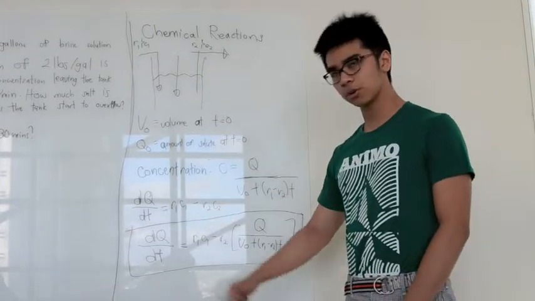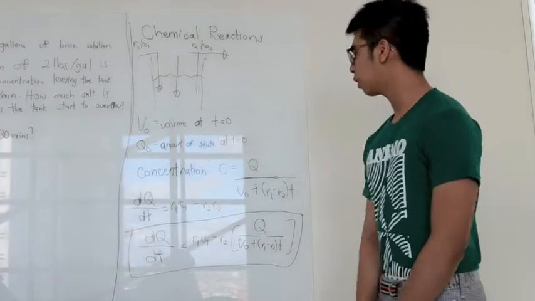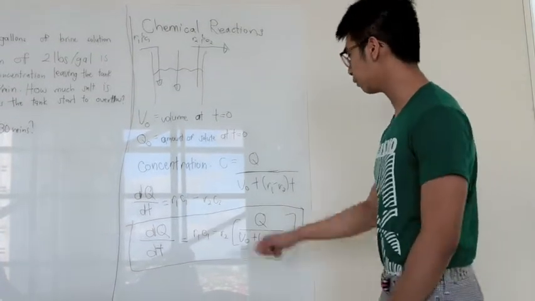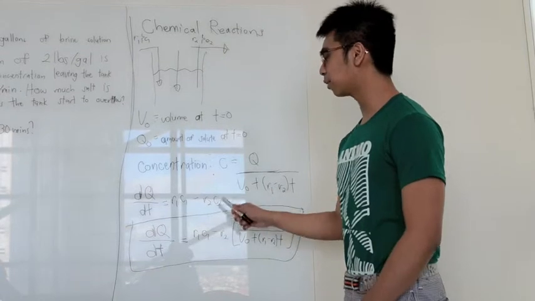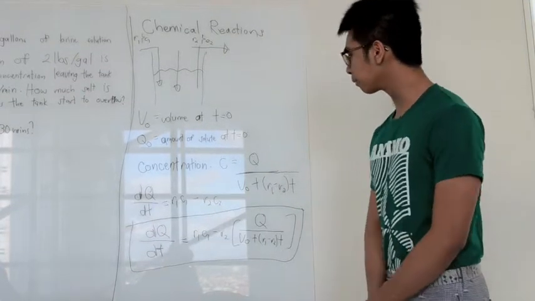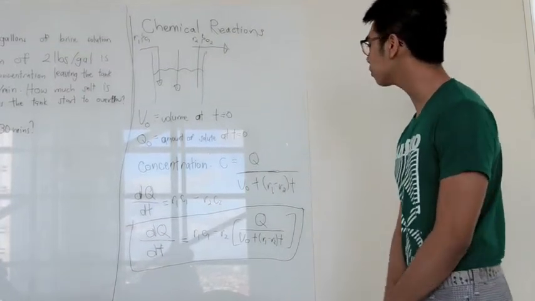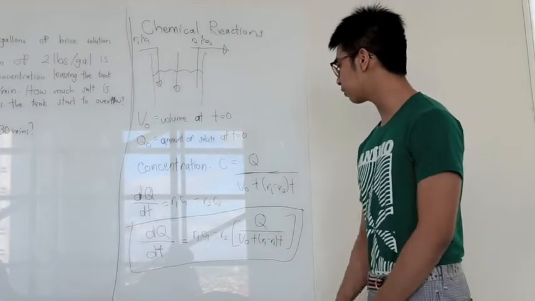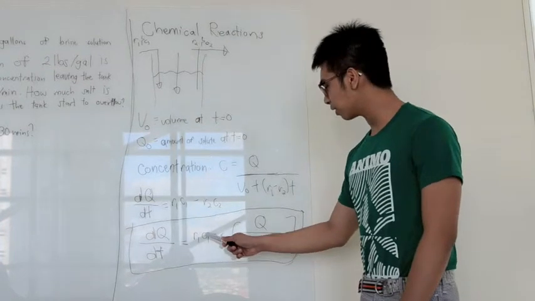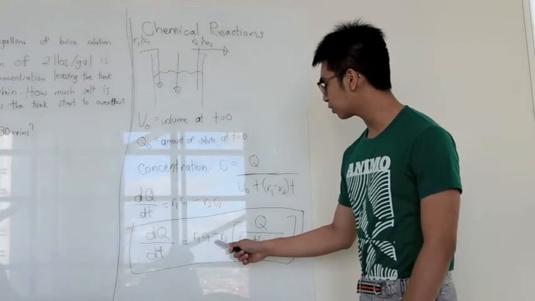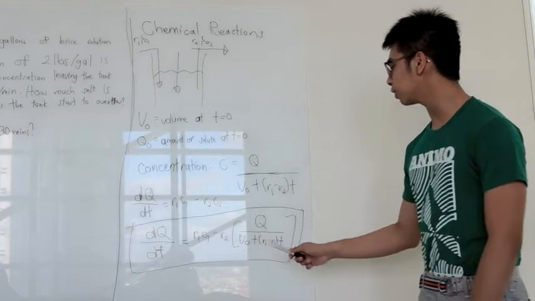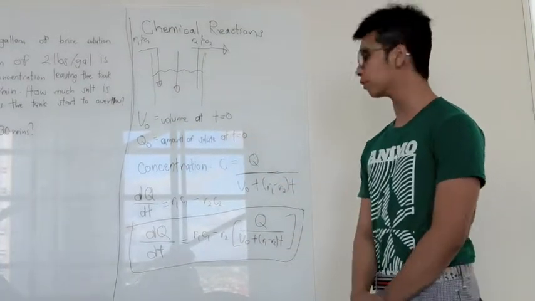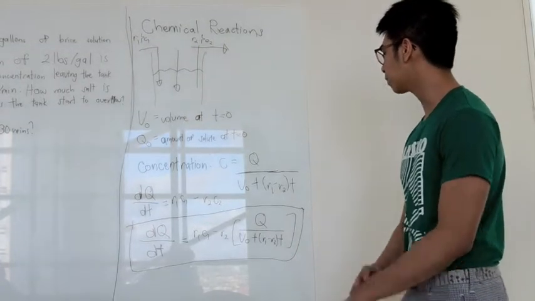And for the next equation, dq over dt is equal to the first rate times the first concentration minus the second rate multiplied with the second concentration. And finally, for the derivative of the amount of solute with respect to time, the equation is the first rate times the first concentration minus the second rate times the quantity amount of solute over V0, which is the volume at t equals 0, plus R1 minus R2 times the quantity of t.